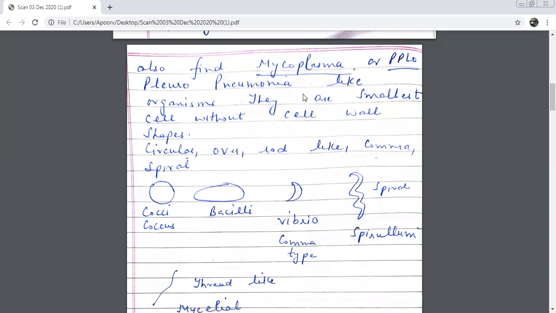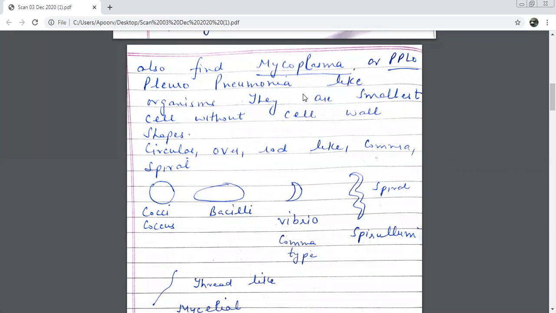Cyanobacteria, also called blue-green algae. Very good. And what is special about this bacteria? It contains blue and green pigments, and it is able to prepare its own food, it can perform photosynthesis.